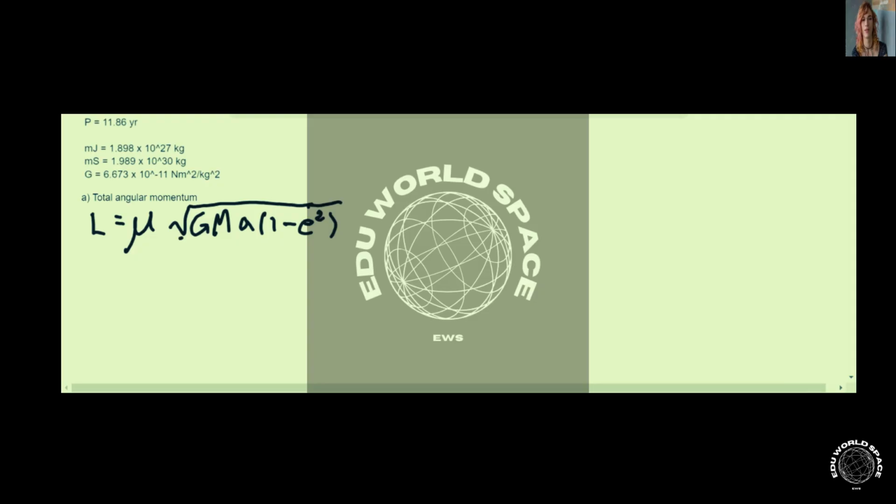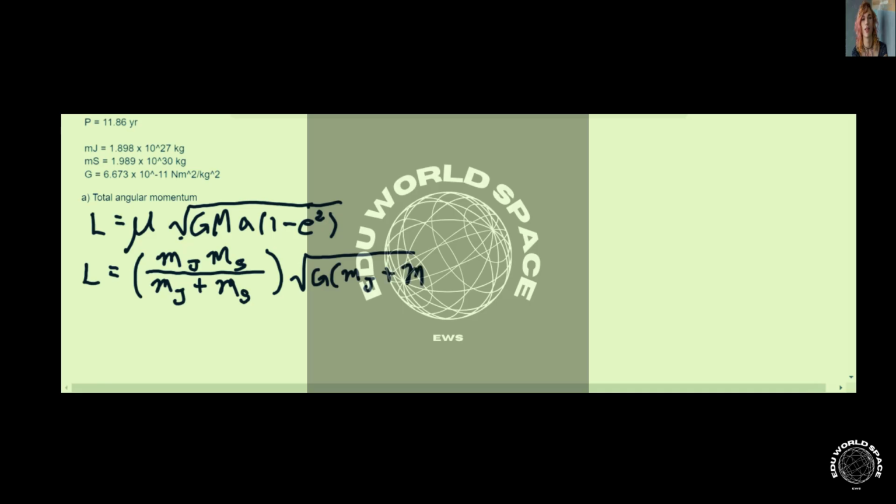So let's take the formula and break it down so that we can figure out where we need to plug our numbers in. So angular momentum, that's what we're looking for. The reduced mass is equivalent to the product of the two masses, mass of Jupiter multiplied by mass of the Sun, divided by the sum of the two masses, mass of Jupiter plus mass of Sun, times the square root of gravitational constant. Again, that capital M is the total mass, mass of Jupiter plus mass of Sun, times A, times 1 minus the eccentricity squared.